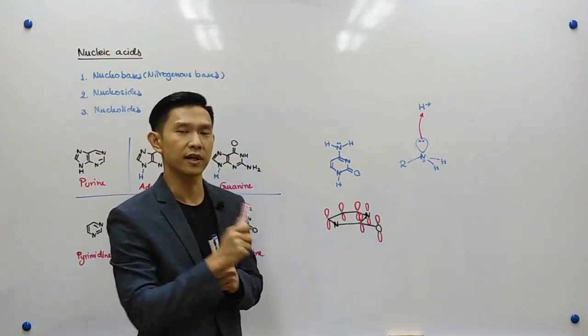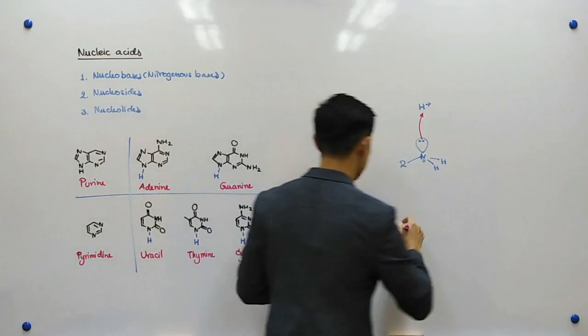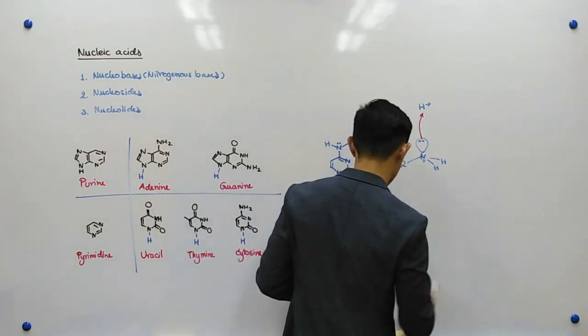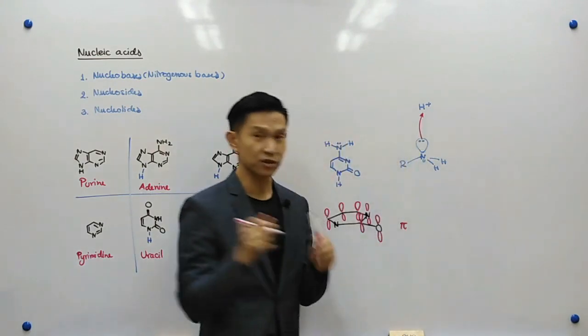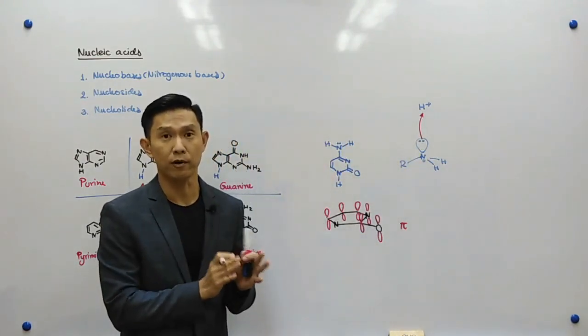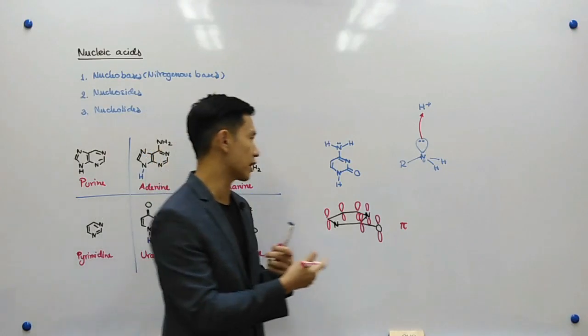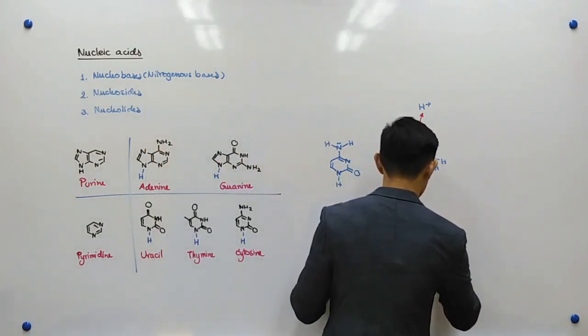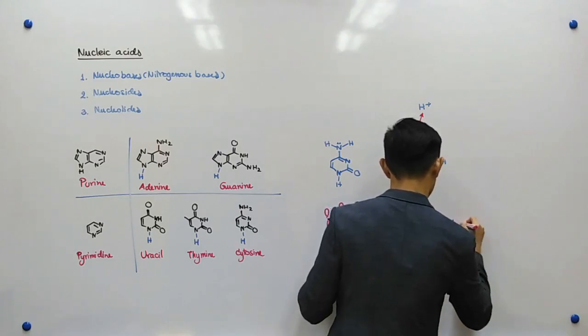If the p orbitals connect together, we call this a conjugated system, a pi conjugated system to be clear, because this is the conjugation of so many pi bonds that are attached with each other. So we call this a pi conjugated system.